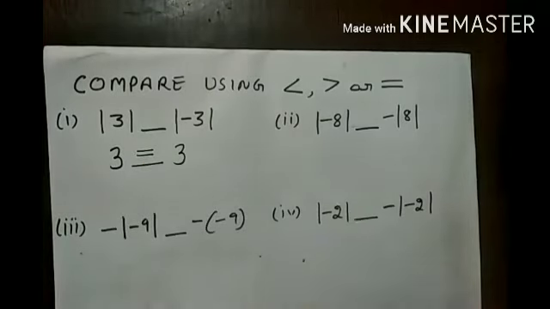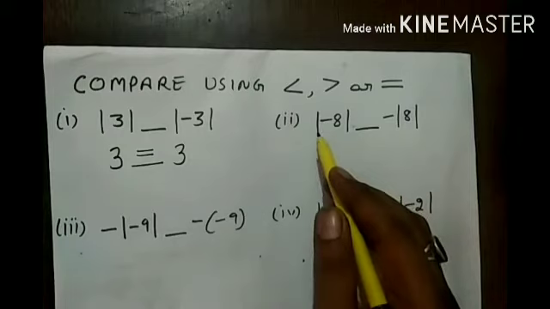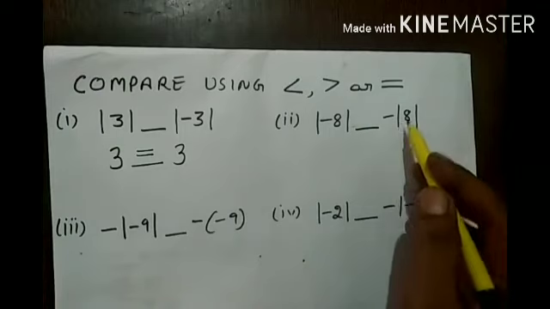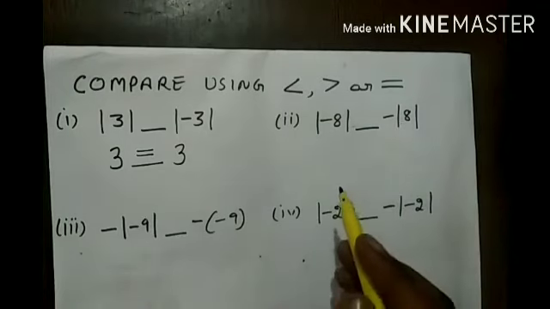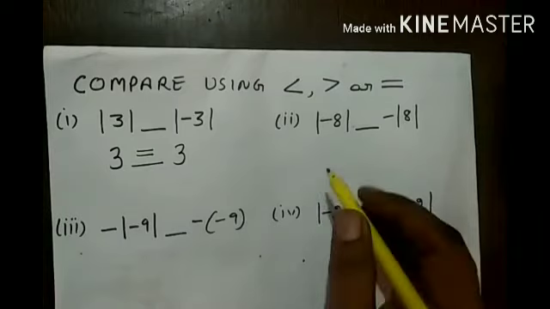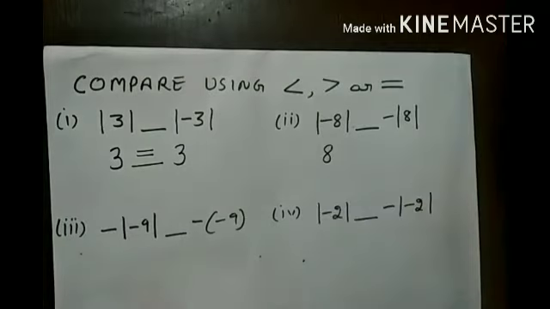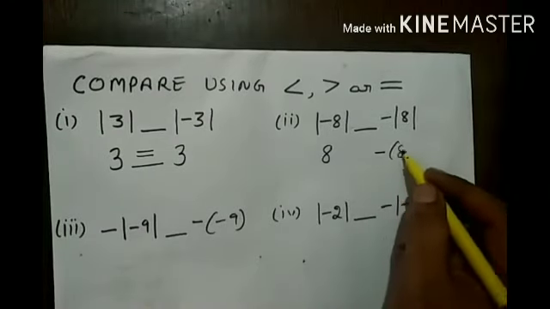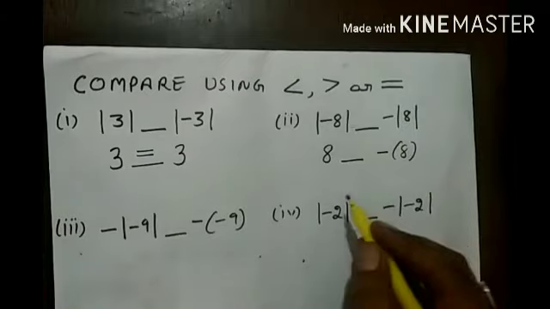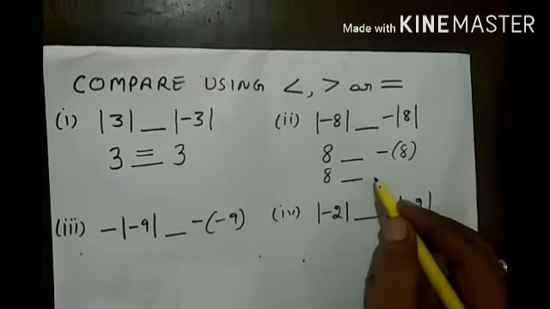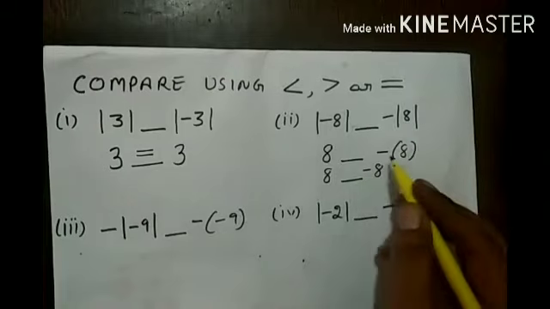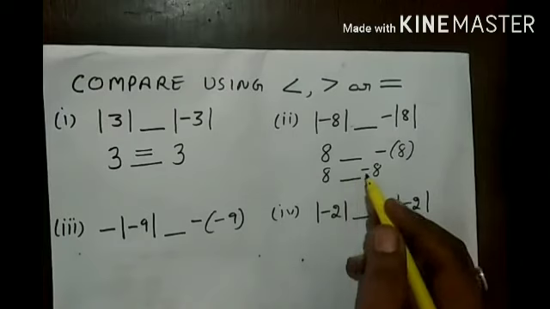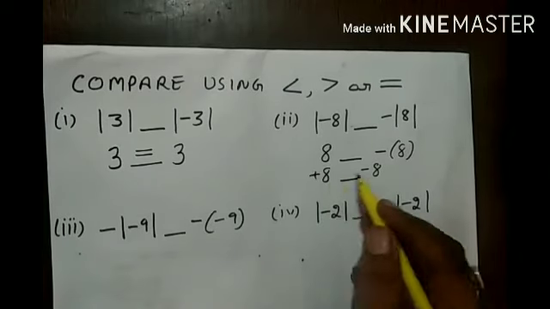Now, on the second part, here we have mod, absolute value of minus 8 and minus, negative of absolute value of 8. So first we will find the absolute value of minus 8, that is its numerical value, and this is minus symbol, and absolute value of 8 is only 8. Now, so this is 8 and this is minus 8 when we solve the bracket. Here this is plus 8, this is minus 8.